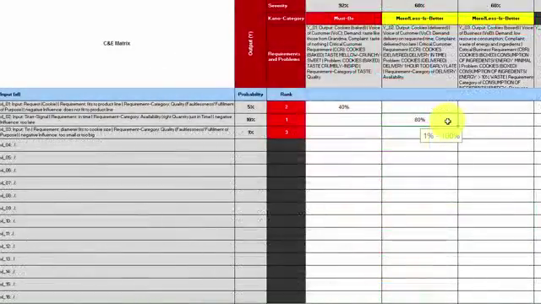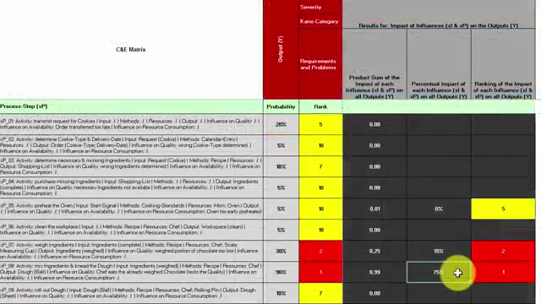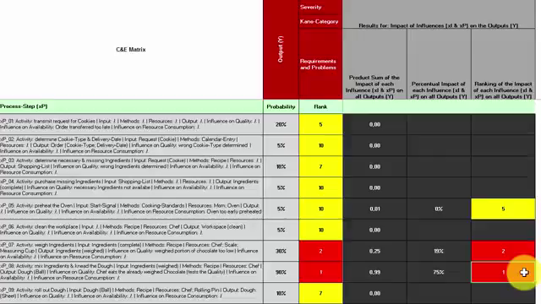It is obvious that, for example, influences on the availability of an input will more likely trigger availability problems of the output than problems of consumption. In the last columns, the potential impact of each influence xi and xp on all outputs y and the ranking of the impact of each influence are calculated, so that you can see what your most important influences are.